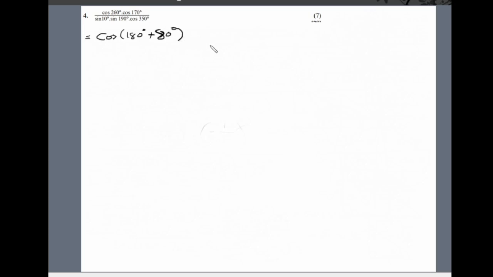And then cos 170 is the same as saying cos (180 minus 10), right? And then sine 10 is just sine 10 for now. Sine 190 will be the same as saying sine (180 plus 10), right? And then cos 350 will be the same as saying cos (360 minus 10).